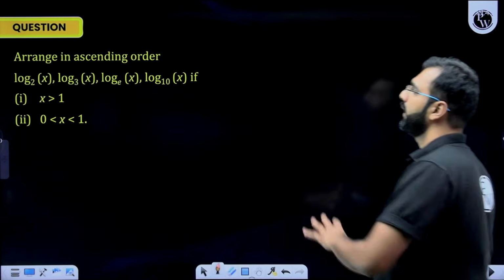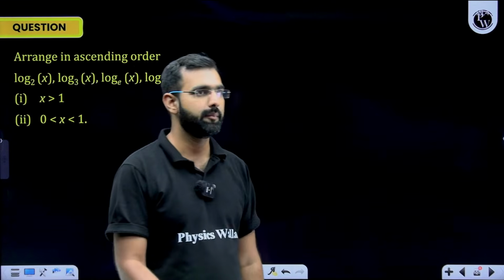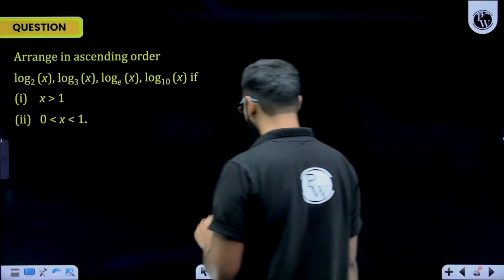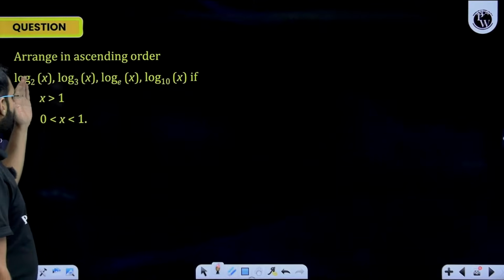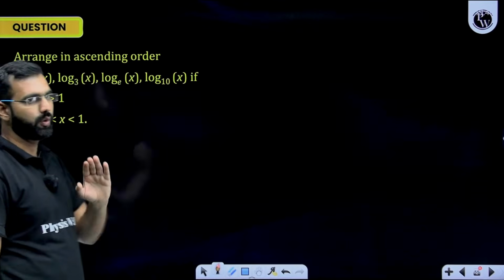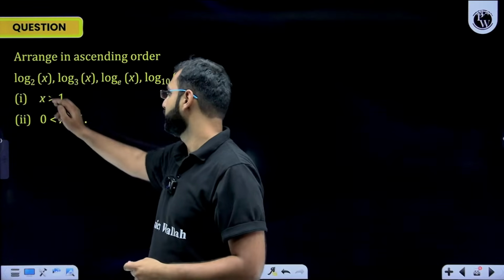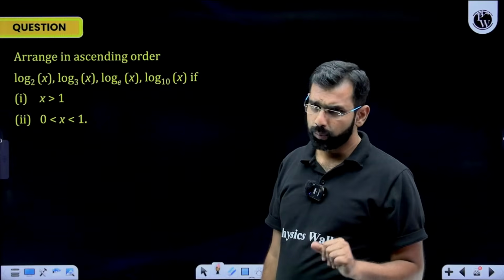Now, can you help me in answering this question? You have 1 minute's time, solve it and tell me what could be the answer, all the participants. I'll explain it along with you while you're solving. Log x, log x, log x, log x. So x is there, but what is the problem? The problem is the base. The bases are 2, 3, e and 10. I hope no confusion on that.